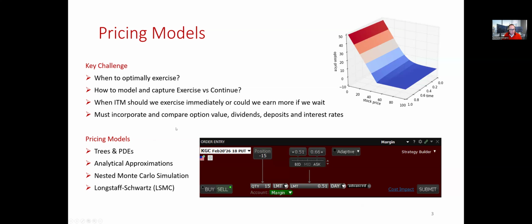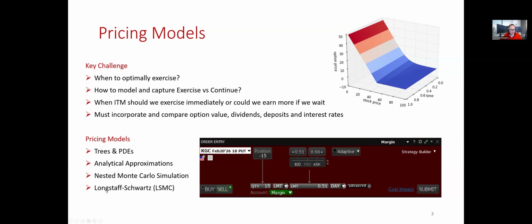So the pricing models that we have available to us, there's quite a few models, and some of the main ones are trees, which we're going to look at today, and PDEs. There are analytical approximations like the Bjerksund-Stensland approximation. There are nested Monte Carlo simulation approaches we can take where we perform a Monte Carlo simulation of our underlying stock. And then when our option is in the money, we then run another Monte Carlo simulation to look at future values of our option position and compare them to the current value so that we know should we exercise now or continue. And that's very computationally expensive.